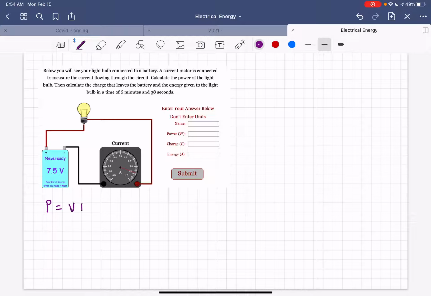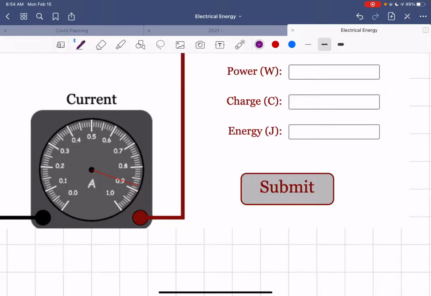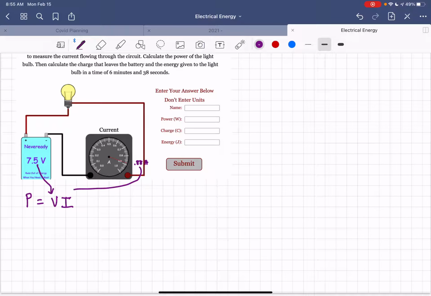We can find the power by simply doing voltage times current. So take the voltage of your battery, put it in here. Read your current meter as carefully as you can. So mine is about 0.88 amps, and plug that in here. Once you get your power, that will be your first answer that you want to write down.